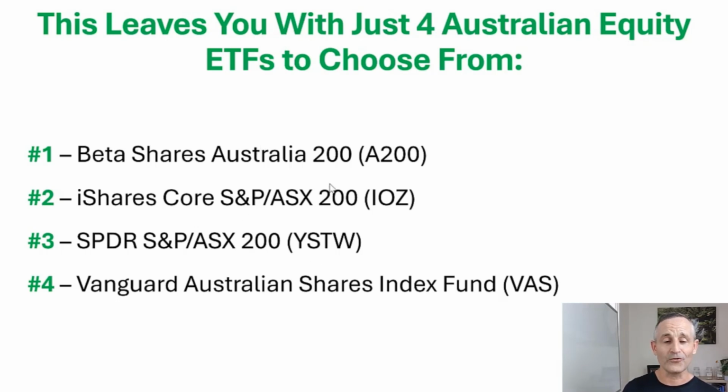and you can see they're all 200s, so basically they're exactly the same shares, the top 200 shares in Australia, and then we've got the Vanguard Australian Shares Index Fund. So any one of those would pretty much do exactly the same thing.